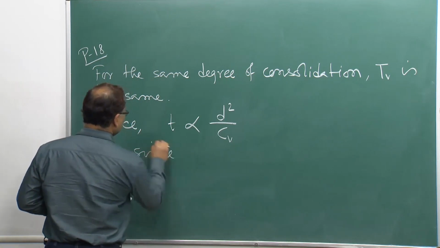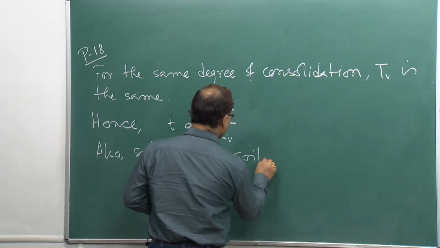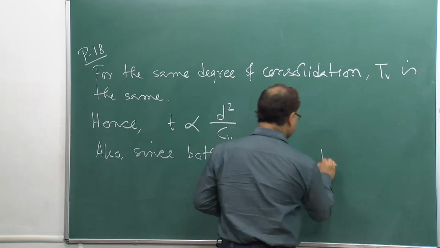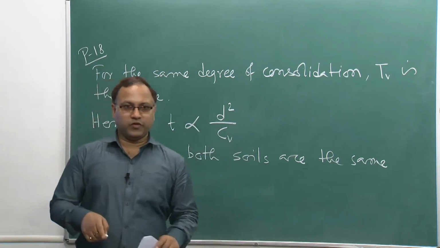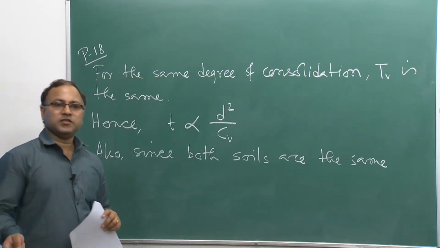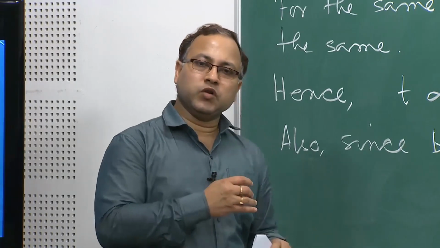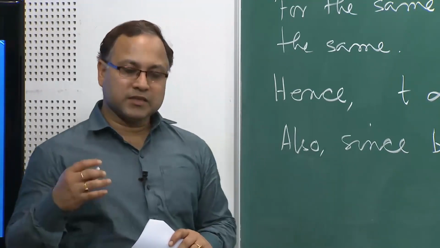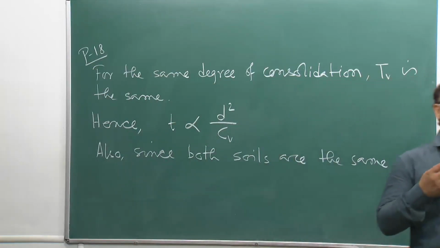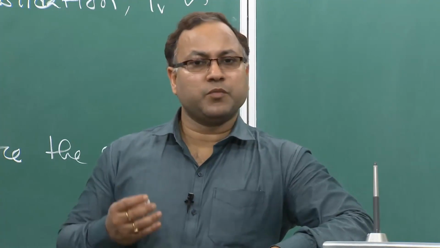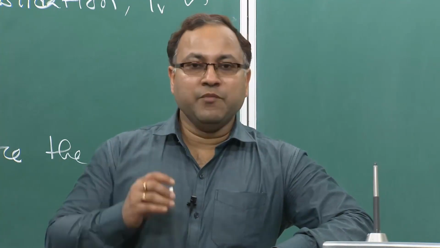Then also, since both soils are the same, in the laboratory as well as in the field, because whatever soil is there in the field, from there you are collecting the soil sample to test it in the laboratory. So, both the soil samples are the same. If both are the same, then it is not illogical to assume the same coefficient of permeability and the same other parameters like MV and all.